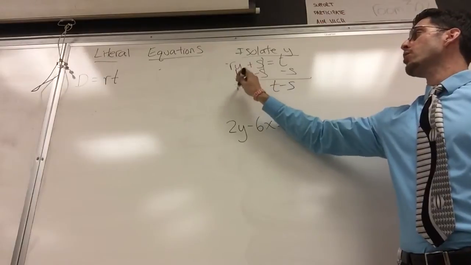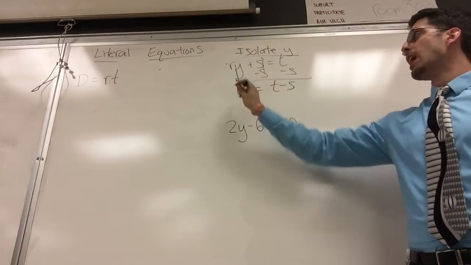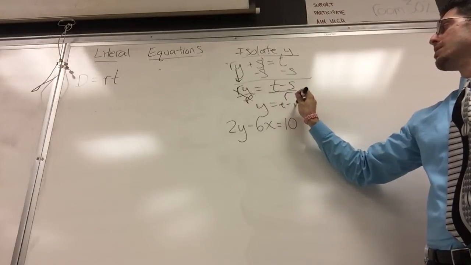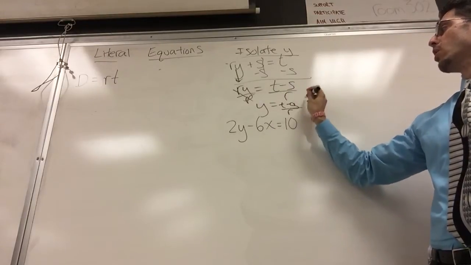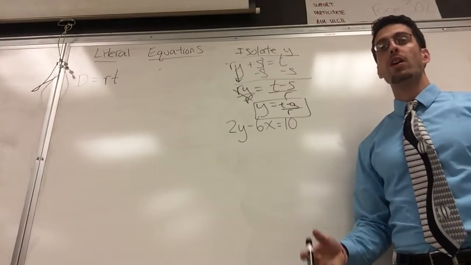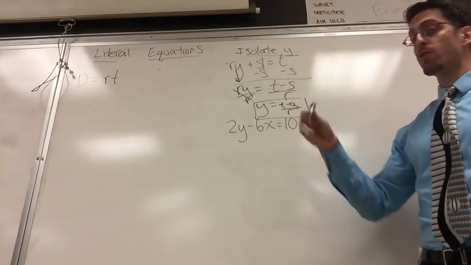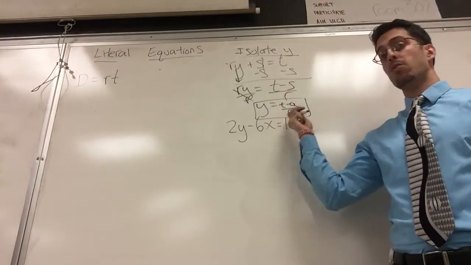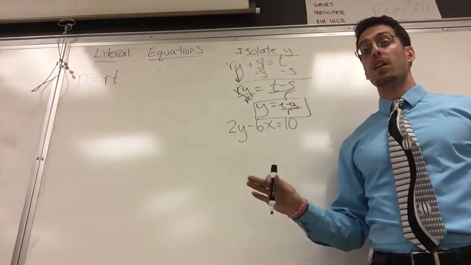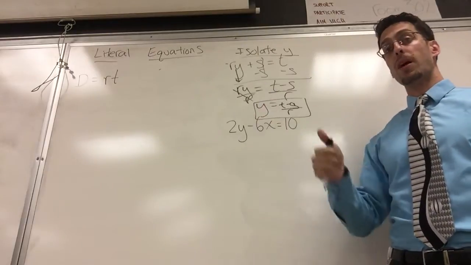ry, going to drop down. And now I'm going to divide by the coefficient, and y equals t minus s over r. That's it. Write what you see. If you can do the math, do the math. If you can't, you don't. Leave it like that. Manipulate the variables until you can't anymore. Y is isolated. Good job.